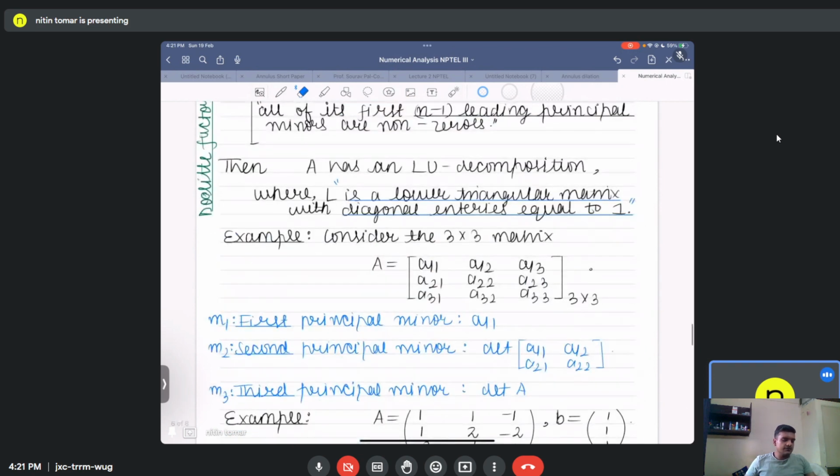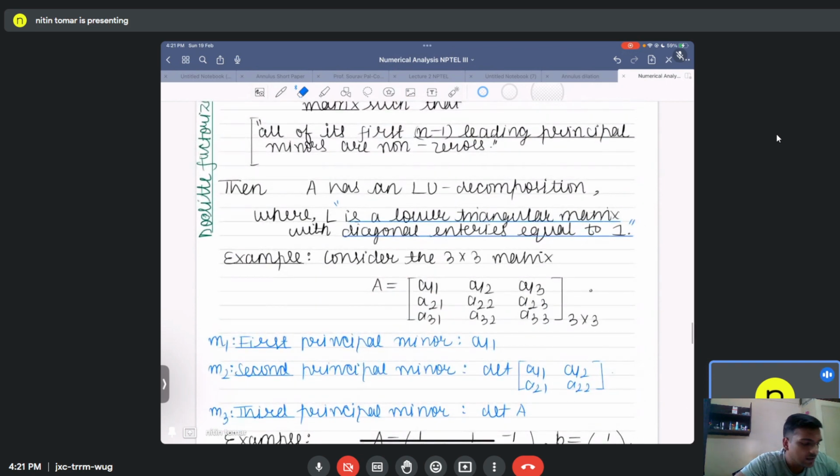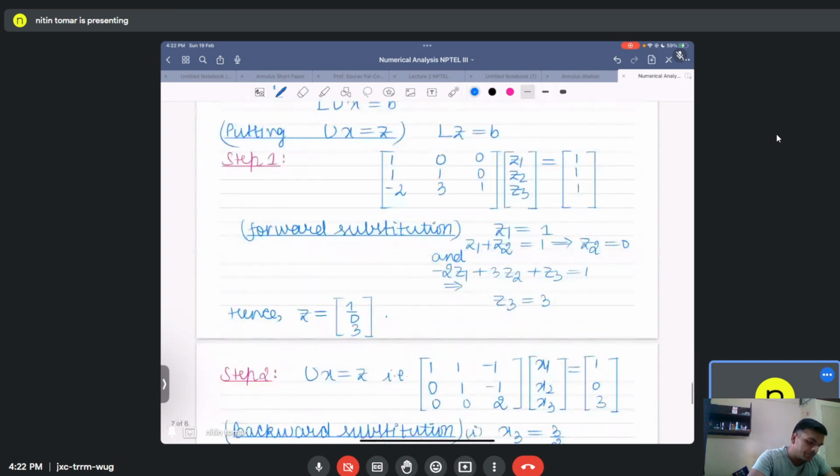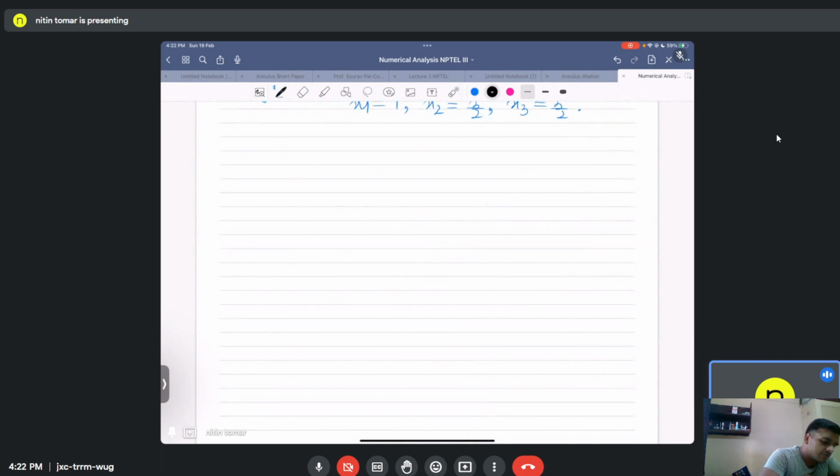This is one existence result which we call the Doolittle's factorization method. Doolittle is a mathematician's name. Now we will use Cholesky's factorization method. The aim of today's lecture is to get you familiar with what we call the factorization method. Why is it called a factorization method?